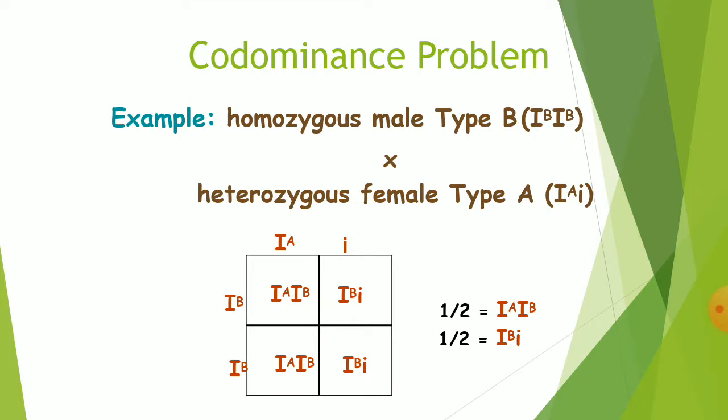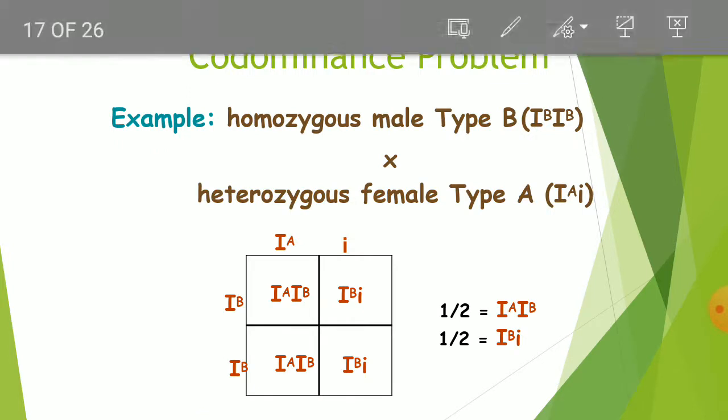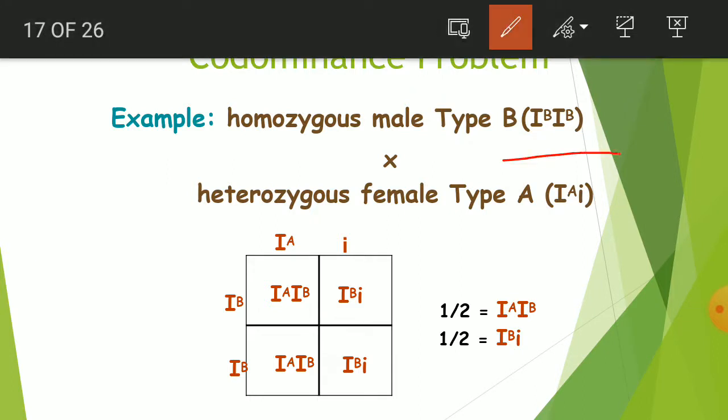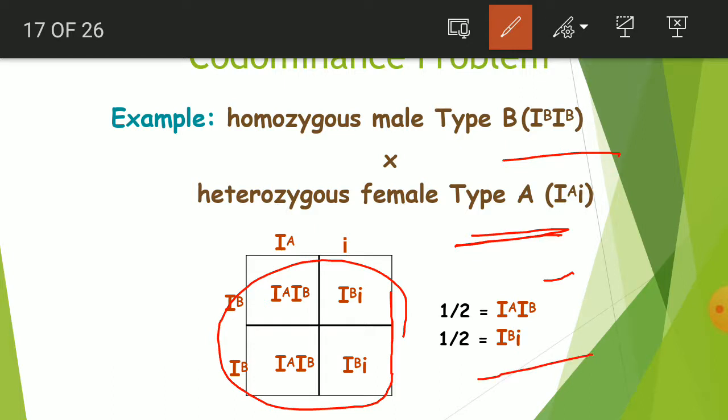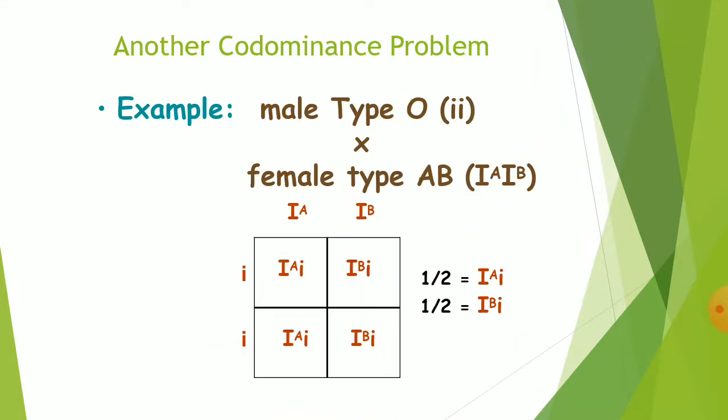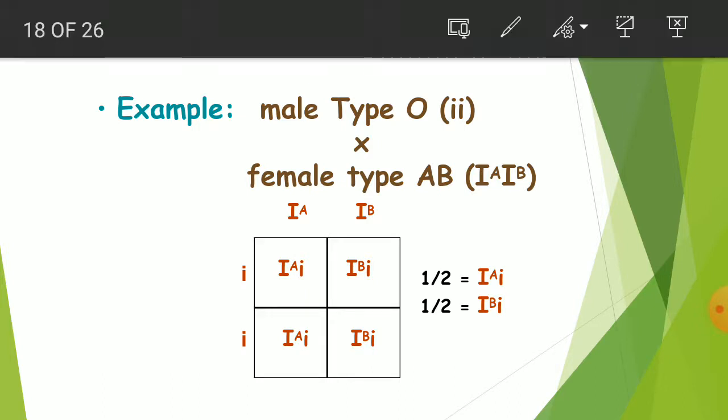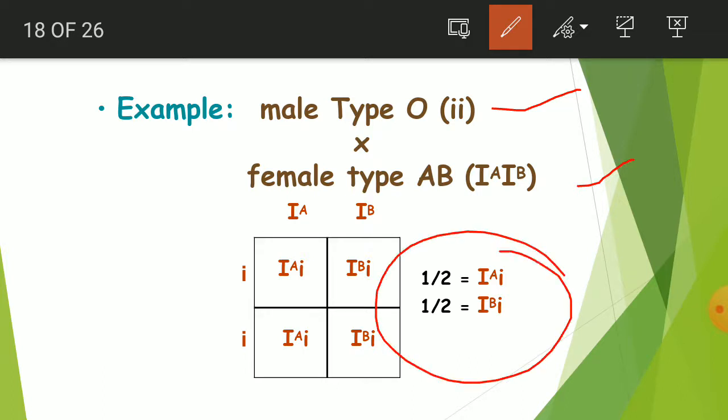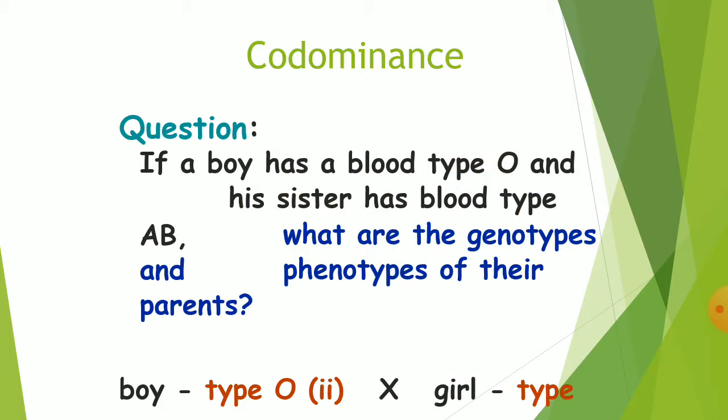Codominance problem: a homozygous male with one blood group genotype is crossed with a heterozygous female with type A blood group. Then in the progeny, 1/2 is the AB blood group and the other half has the B type blood group. In another problem, when a male and female with the given genotypes are crossed, the next progeny shows a 1:1 genotypic and phenotypic ratio.